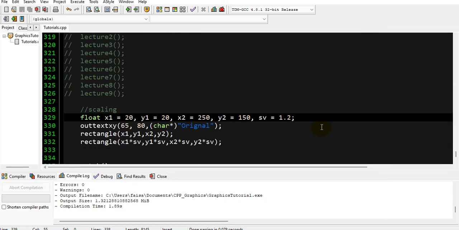and in our next lecture we will first see translation of the shape, right? We are going to translate the shape in our next lecture, and at the last we will see how we can do rotation of the shapes, right?